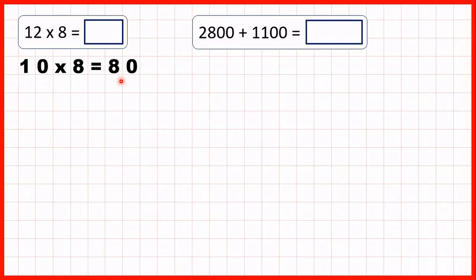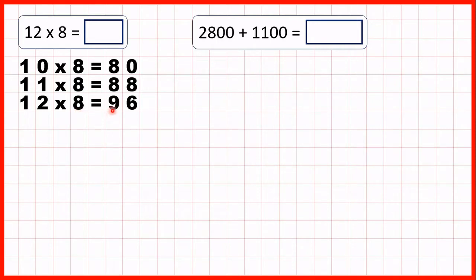And then we could work out 11 times 8 is going to be 8 more, or we could have worked out 11 times 8 straight away if we know the rule for the 11 times table. Now if we add another 8, we get to 96. So 12 times 8 is 96.